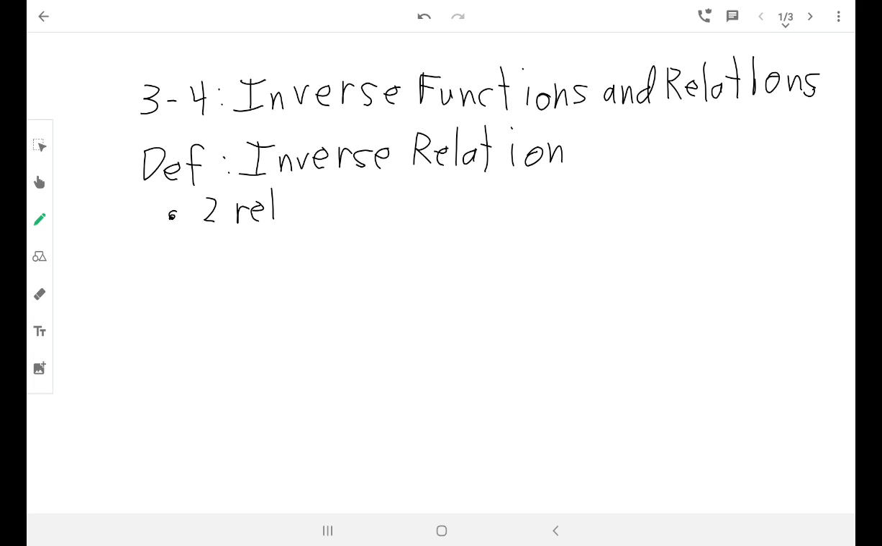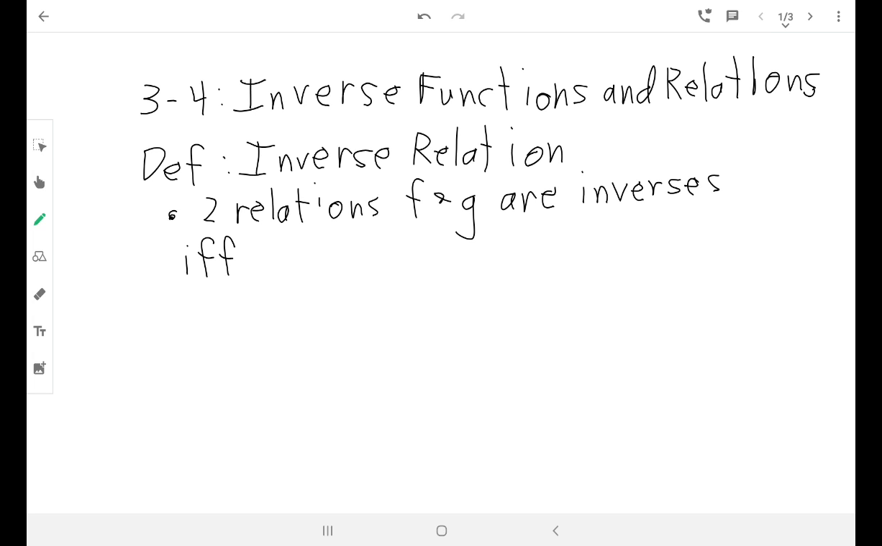Two relations, let's call them F and G, are inverses if and only if. Remember, IFF is the proofwriting notation for if and only if, for a point, let's call it (A, B), where A is the X and B is the Y.